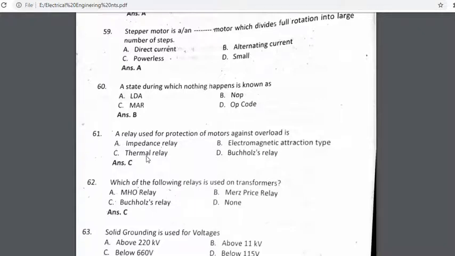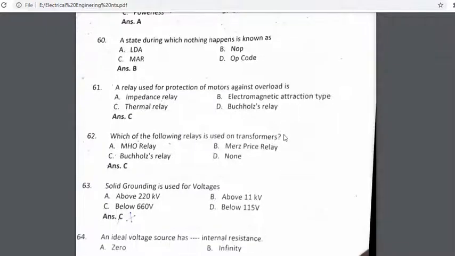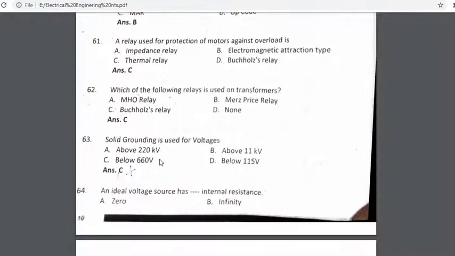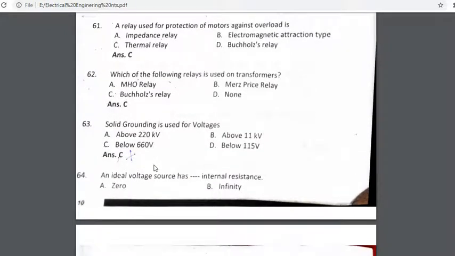So it is a thermal relay which protects the motors against overload. So transformer is protected by Buchholz relays. Solid grounding will be used at below 660. You cannot use solid grounding above 660.